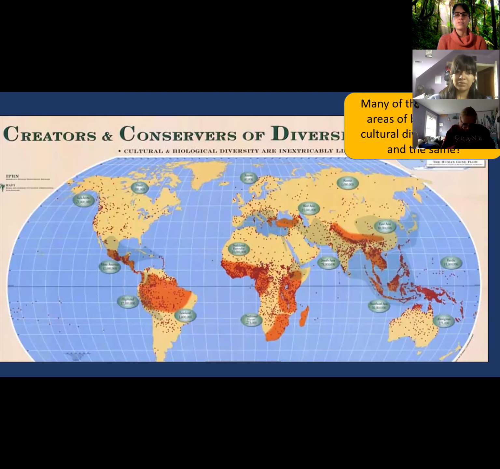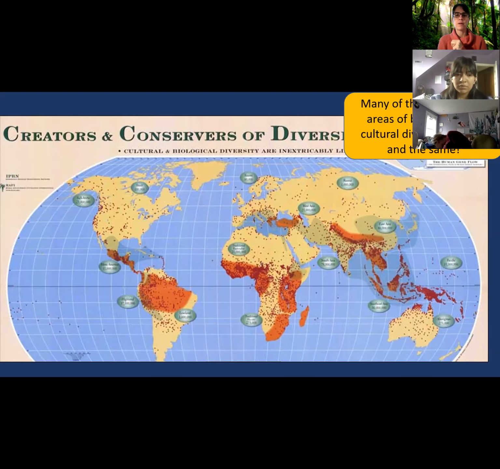And so this map is showing each one of those red dots is a culture, and I'll explain that more in a second. And the red color that's kind of softer on the edges, those are biodiversity hotspots. So you can see that there's a huge overlap between dense cultural areas and dense biodiversity areas, right? It's not a perfect overlap, but there's a lot of intersection of those two.